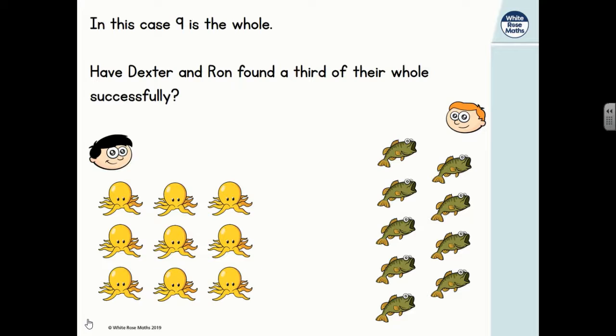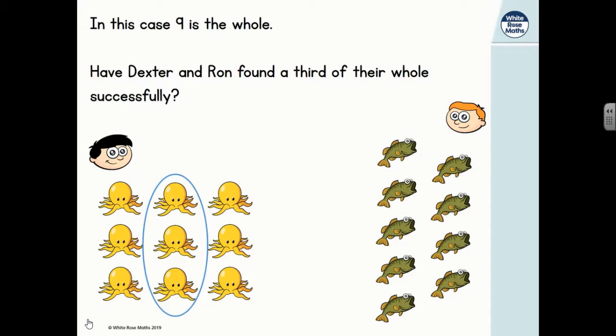Have a look at what Dexter does and what Ron does. Have they found 1/3 of their whole successfully? So Dexter, he's thinking about the bar model, so he split his octopuses into 3 columns. And then he's circling that middle column. So he split his octopuses into 3 equal parts, and then he's circling 1 of those equal parts.